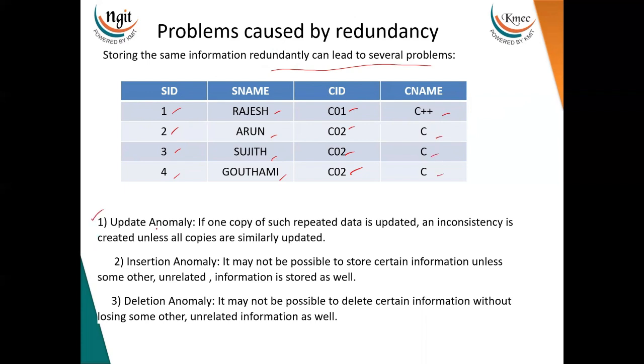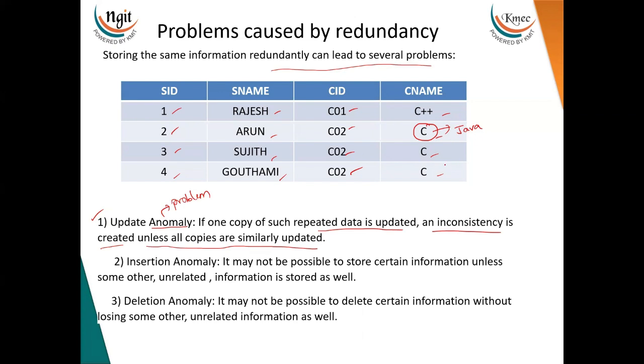Firstly, we have update anomaly. Anomaly is nothing but a problem. Anomaly means problem. Now, what is the problem that you are facing when you are updating the data in the table? That is, if one copy of such repeated data is updated, an inconsistency is created unless all copies are similarly updated. Now here in the example, when Java is updated in this particular place, wherever a tuple containing the course name as C is present, it must also be updated to Java. If not, what happens? It leads to several inconsistencies. So in our table, we have only 4 tuples.